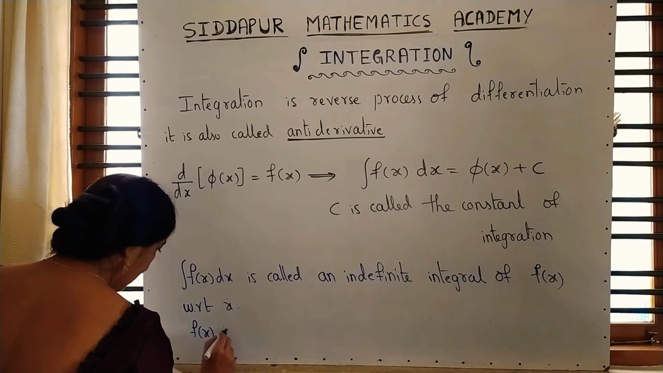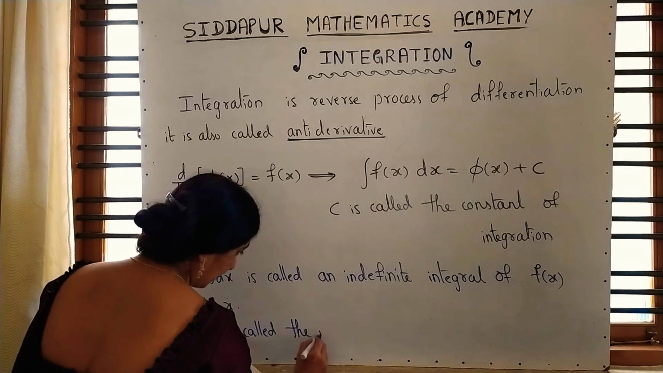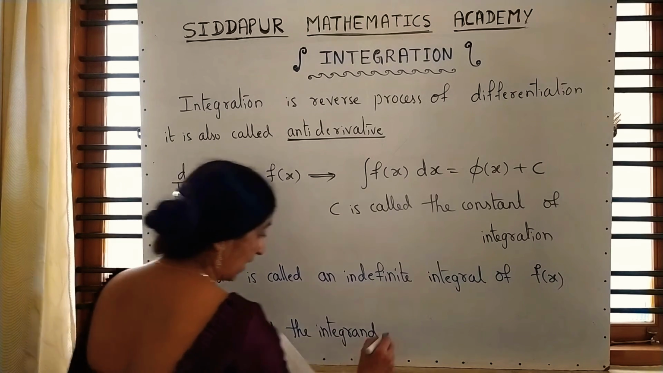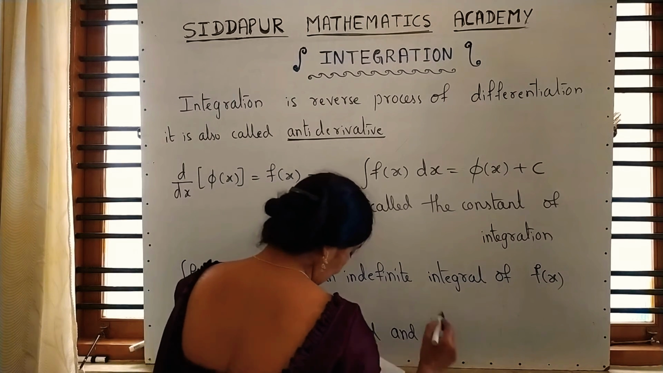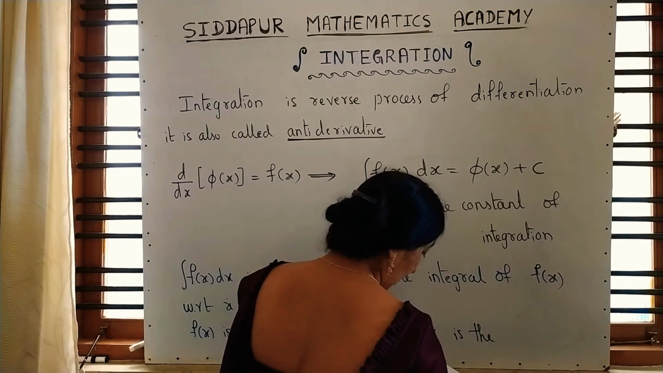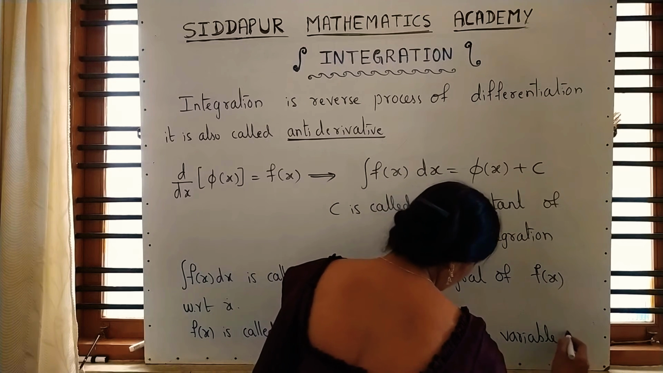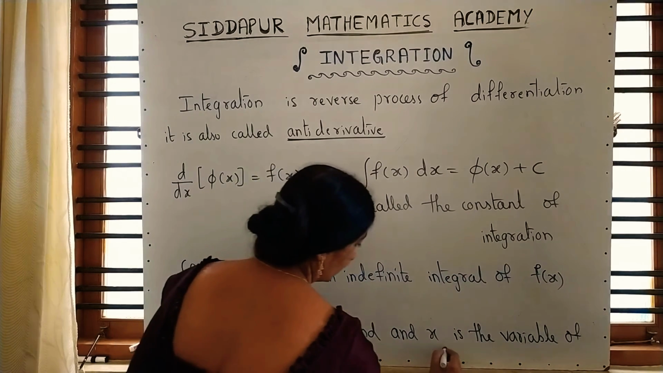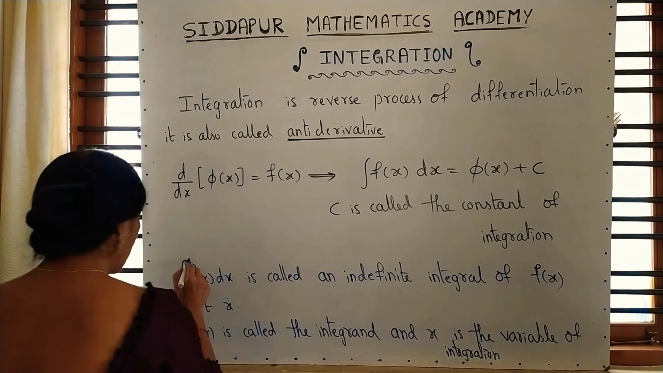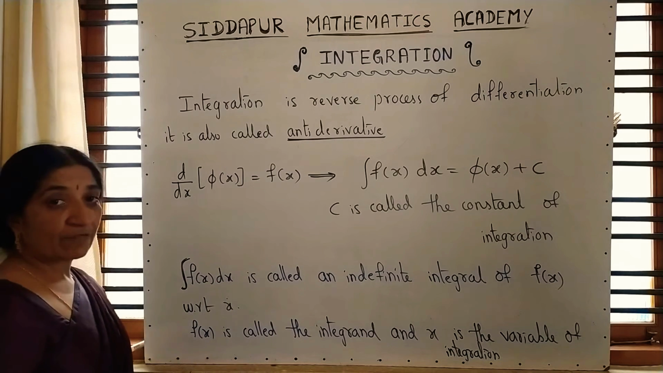f of x is called the integrand, mark this, and x is the variable of integration. Understood? And this is the symbol for integration. Correct? So now first I will give all the basics.